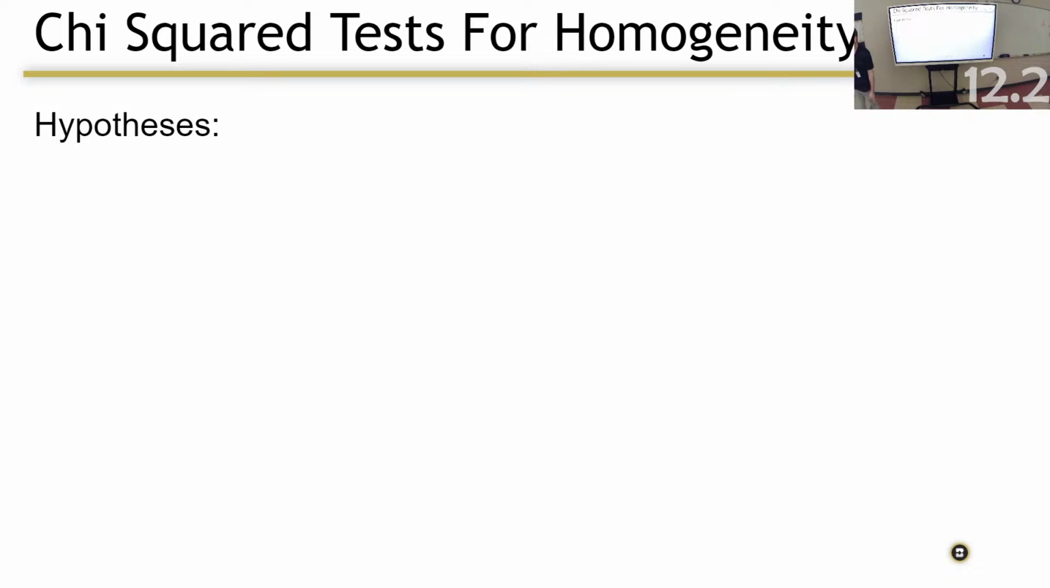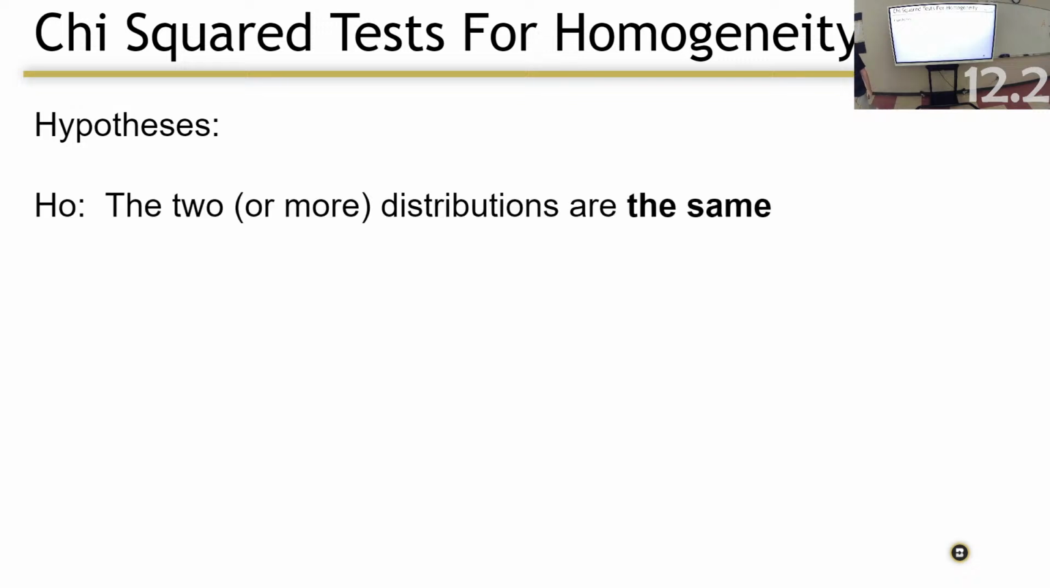Hypotheses are a little bit different, but just in the fact that we have to state them like we're supposed to. So let's talk about homogeneity. For homogeneity, the two or more distributions are the same. There's no difference. They're equal. We're assuming there's no difference, we're assuming they're the same, we're assuming they're equal, however you want to say that.